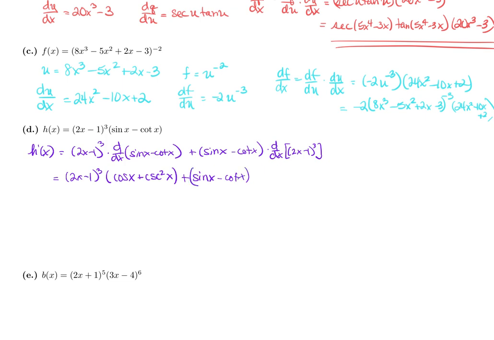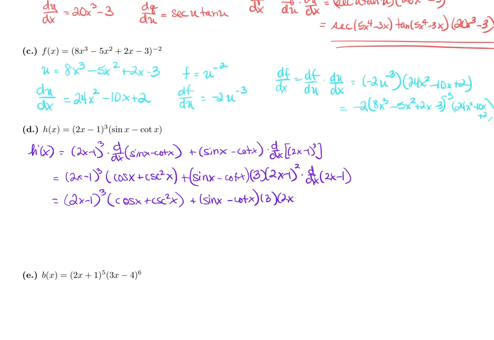And now our derivative using the chain rule of 2x minus 1 to the third is going to be 3 times 2x minus 1 squared times the derivative of 2x minus 1. So we end up with 2x minus 1 cubed times cosine x plus cosecant squared x, plus sine x minus cotangent x times 3 times 2x minus 1 squared times 2.